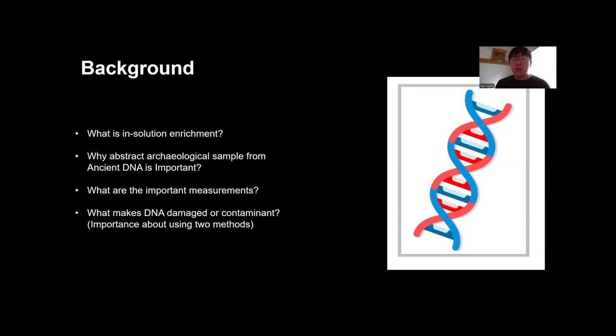And the next is contamination. DNA contamination normally affects a lot. Contemporary human DNA can contaminate the ancient human DNA. Ancient bacteria and ancient animals also contaminate the DNA. So they mix together. That's why I mentioned before why the endogenous ratio is important.